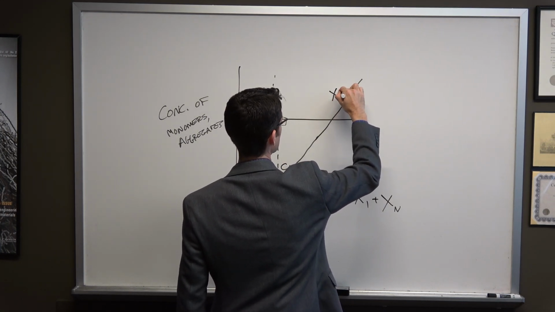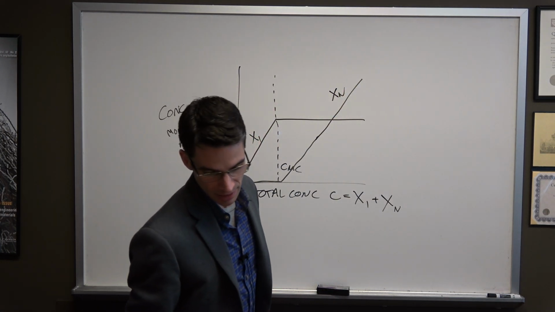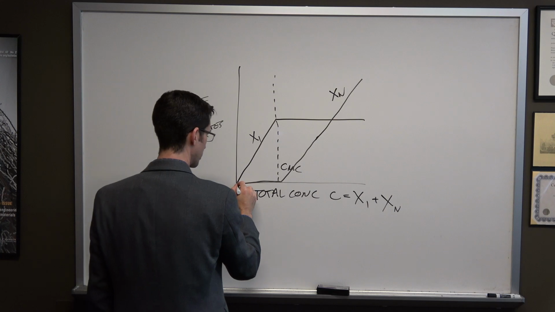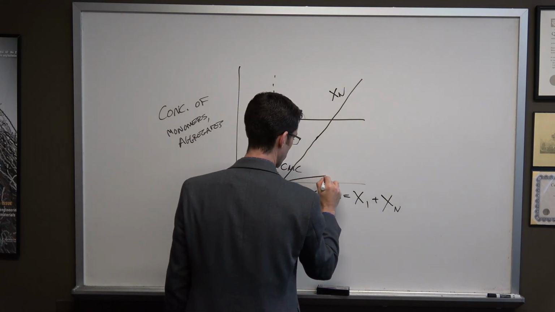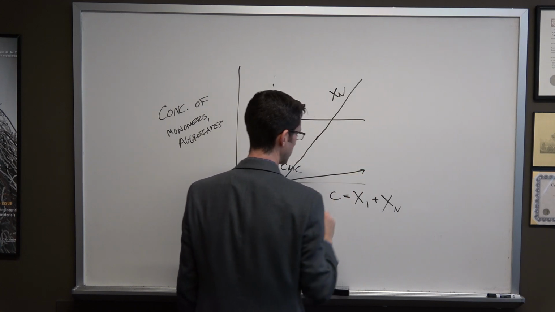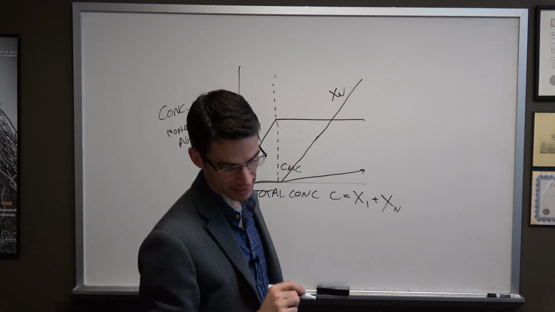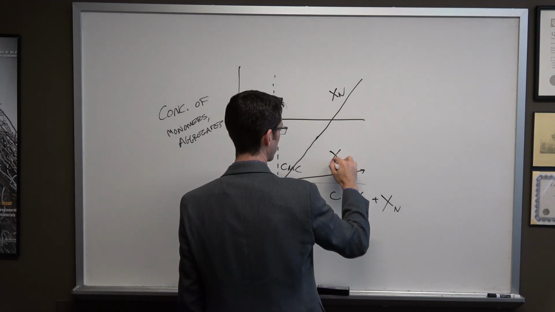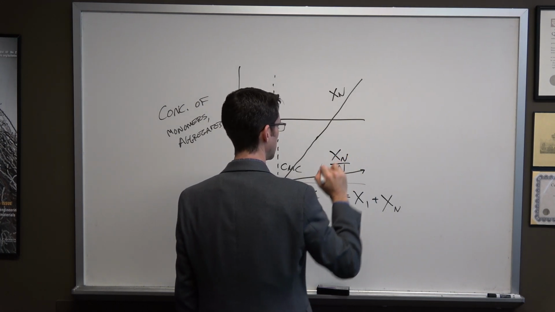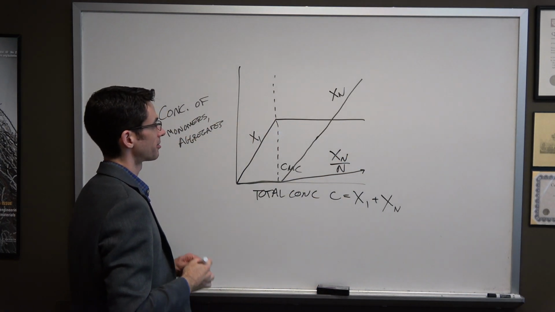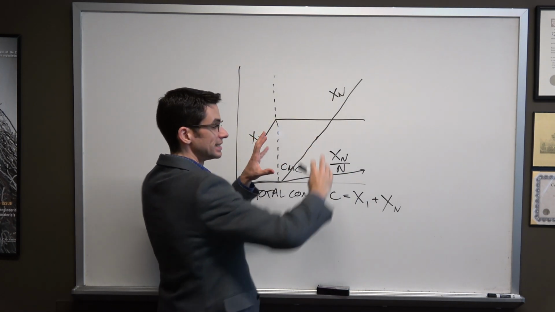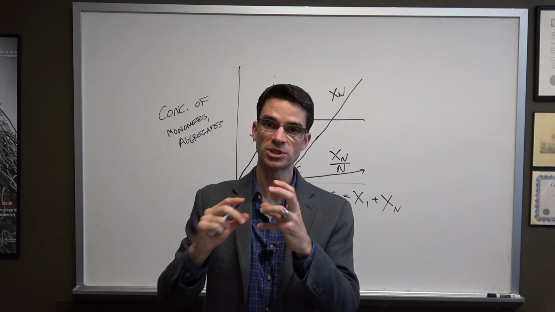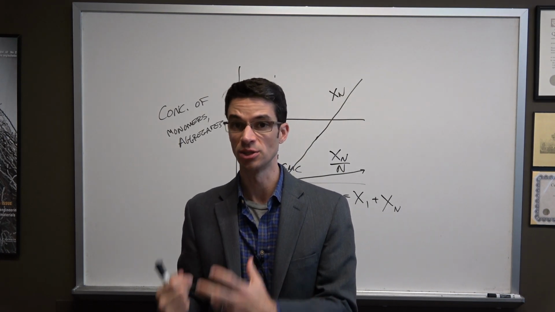And this is X sub n. Okay, now down here we have another curve that rises less steeply, and this is the concentration of aggregates, xn over n. Now critically, all of these concentration values refer to the concentration in the bulk solution.